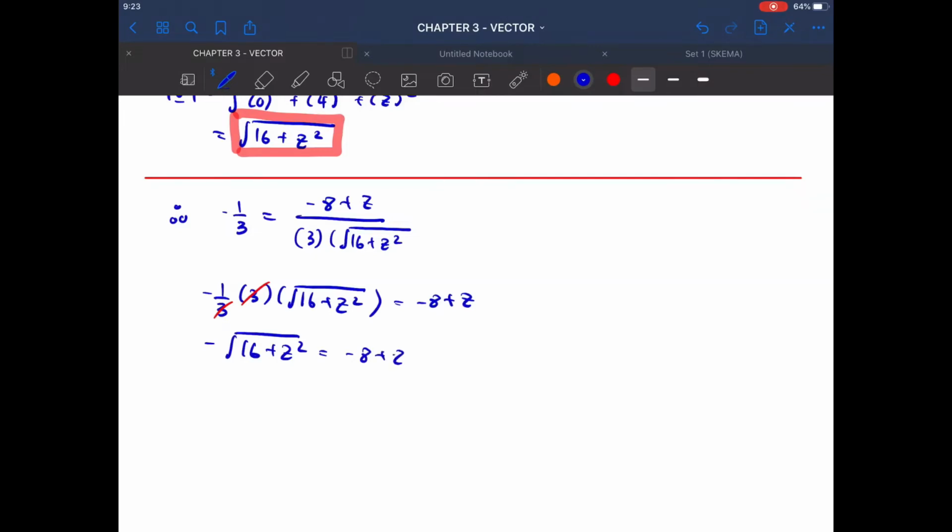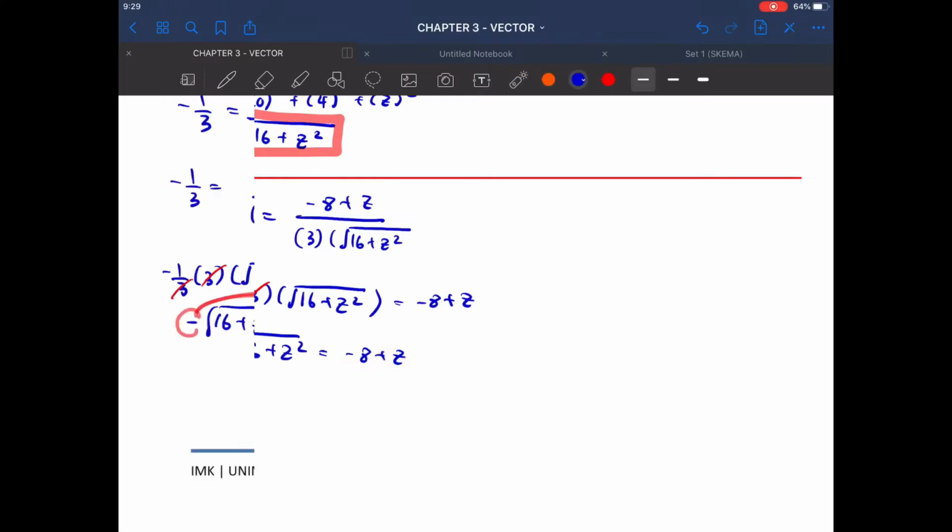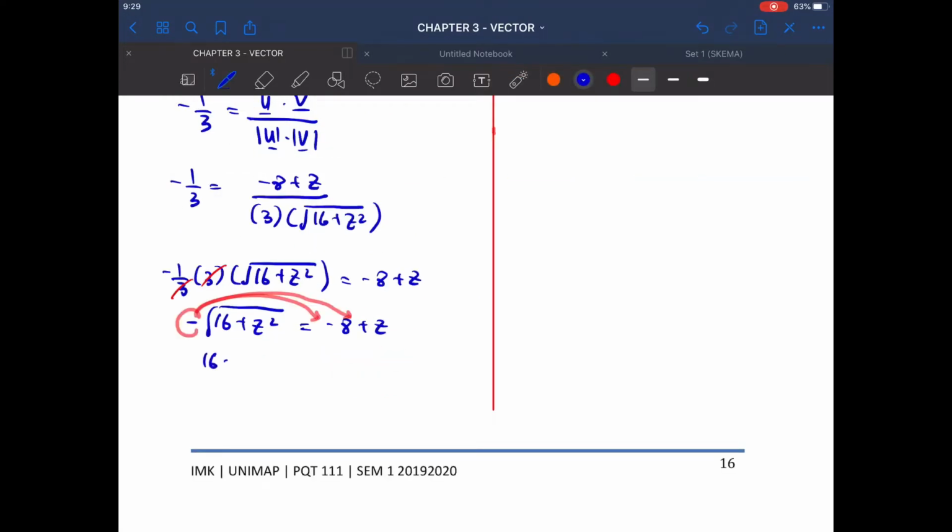Negative 8 plus z. So this negative here, you cannot multiply inside, because we have the square root here. So this negative, we move to the right hand side. So the whole thing on the right hand side will be multiplied with a negative sign. So this negative 8 will become positive 8. The z here will become negative z. So the right hand side will become 16 plus z square is equal to 8 minus z. Negative 8 multiply negative will become positive 8. Positive z multiply negative will become negative z.